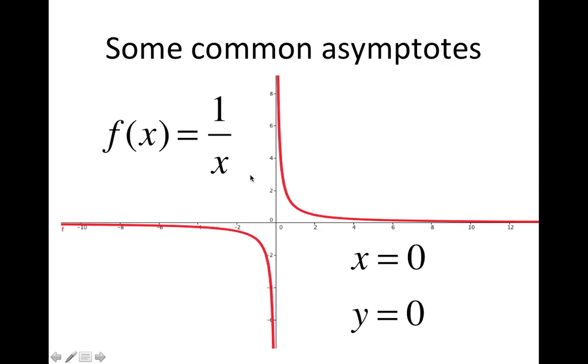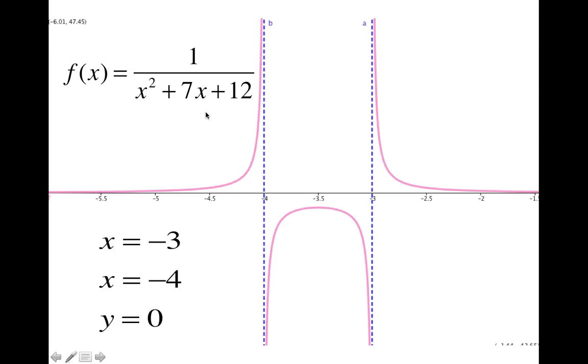Some common asymptotes: 1 divided by x, yes, it's not just famous, it's very common. Again, you have asymptotes here at x equals 0 and y equals 0. And 1 divided by x squared plus 7x plus 12. Here it's different because we can find two vertical asymptotes, at x equals minus 3 and x equals minus 4, and one asymptote in y, that is y equals 0.